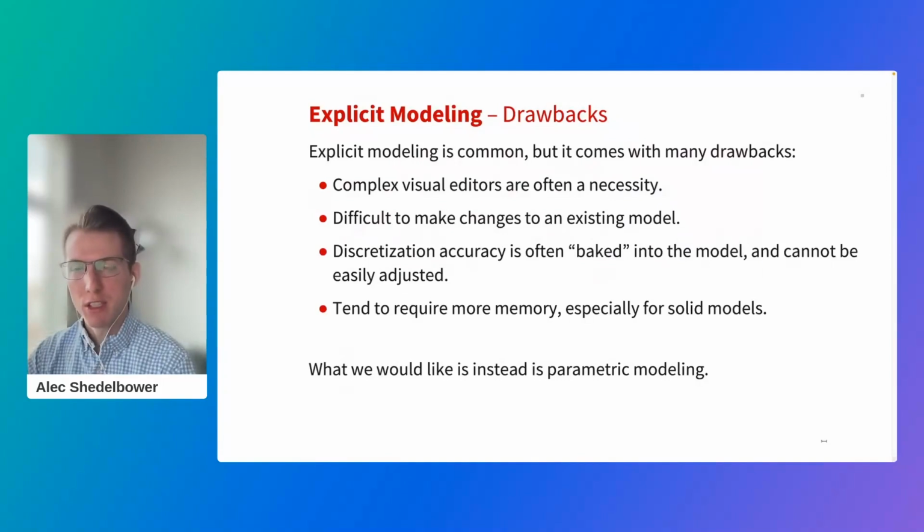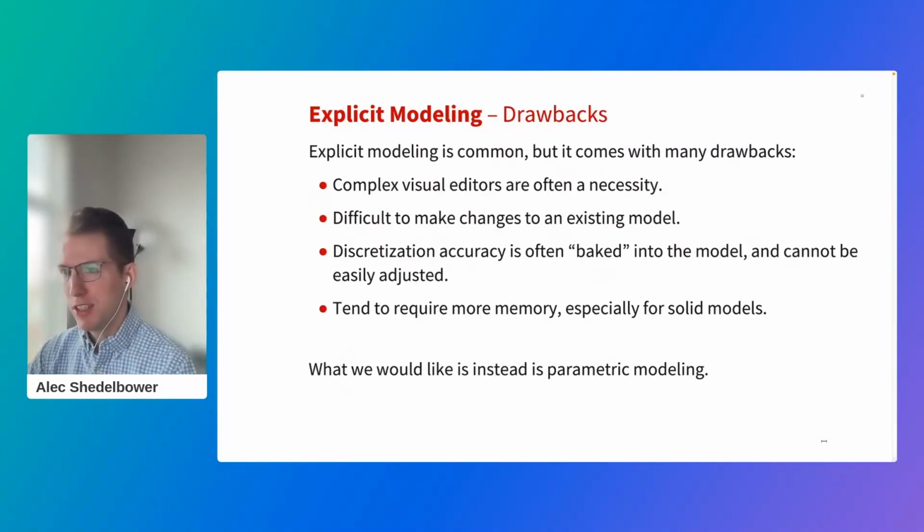Kind of related to that as well is discretization accuracy. When you make those models, they are now discrete with a certain resolution, and it's hard to get more resolution after the fact. So you're kind of stuck with whatever accuracy you have initially. And lastly, they tend to require more memory because you have a lot of different cells, whether it be triangles or tetrahedrons, that can take up a lot of space, especially for large complex models.